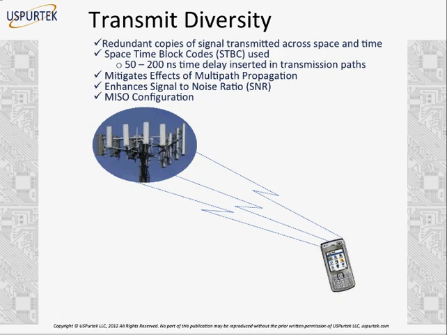So what do we get out of transmit diversity? We have multiple transmitted radio beams, one from each antenna, that can be spatially distinguished. Each radio beam carries an identical copy of the signal. Space-time block codes are special codes used to insert time delays in the transmission paths so that individual signals can be separated. The time delays can typically range between 50 and 200 nanoseconds. So the benefits here are improved signal to noise ratio and reduced effects of multipath propagation, namely faded signal and ISI.